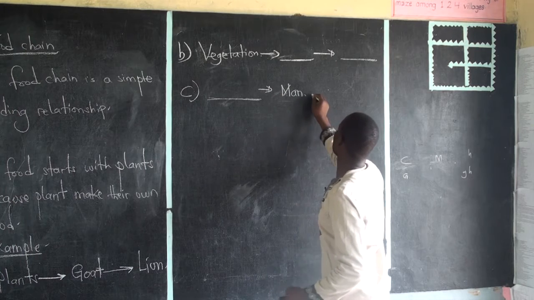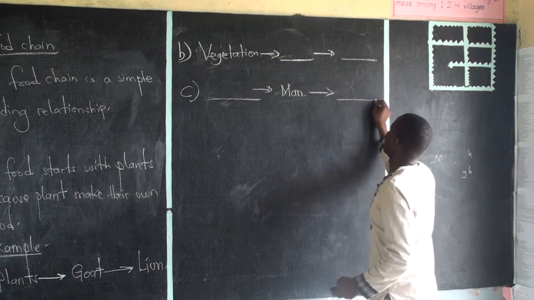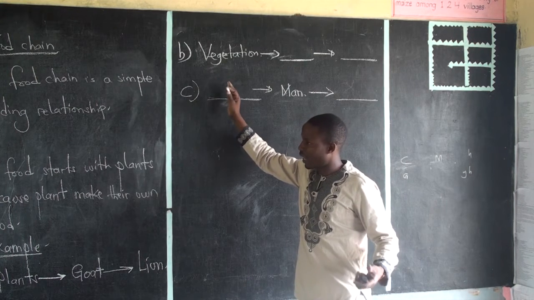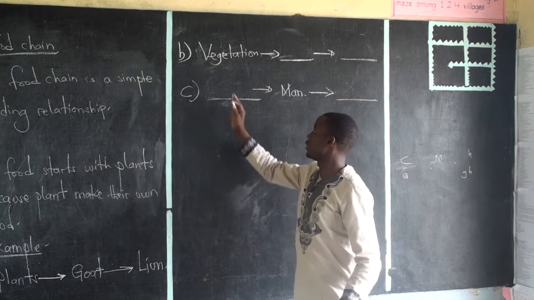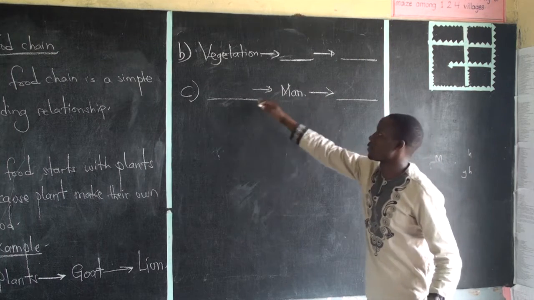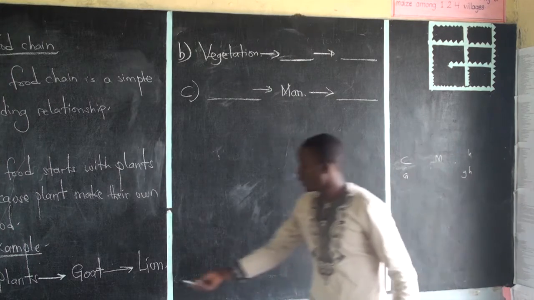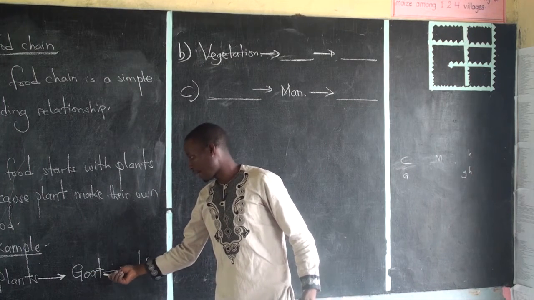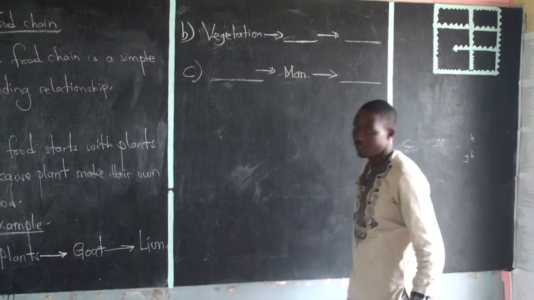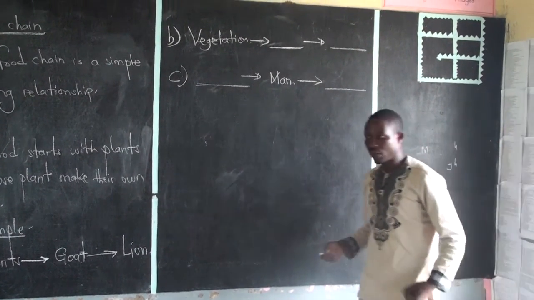Then we go to what will eat man, and we complete here. So from here, you need to begin with the plants. You can write vegetation, grass, plants, or give an example of plants, then what can eat that, and then what eats that. So we begin from what is eaten to what will eat it. Like here, as we said, plants are eaten by goats, but goats will be eaten by the lion. So that gives a very clear understanding of this.